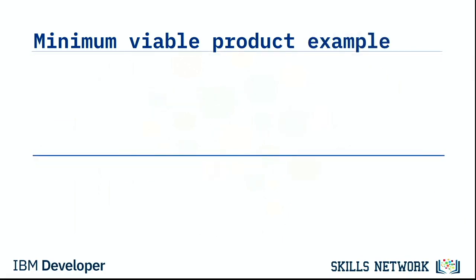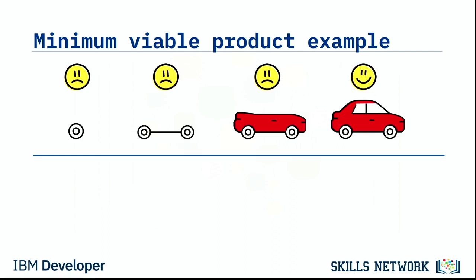Let's look at an example. Here's a team that's developing a minimum viable product for a customer that wants a red car. And so in the first iteration, they deliver a wheel. And the customer's like, what am I going to do with a wheel? I can't do anything with this. Well, we're working iterations, they say. We're trying to be agile here. In the next iteration, we'll give you something more.